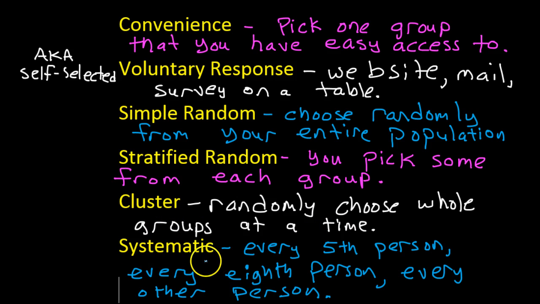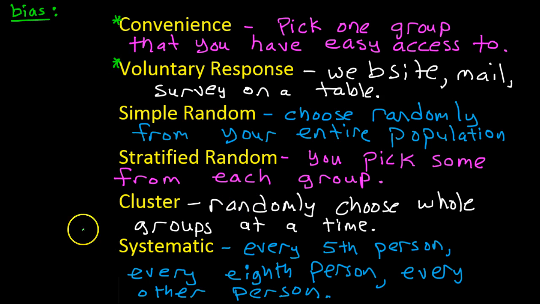And systematic is where you have some type of a system, like you're picking every 5th person off of a list, or you're picking every 8th person that walks in the door, or you're choosing every other person in the line. So these are the 6 methods that we've talked about.